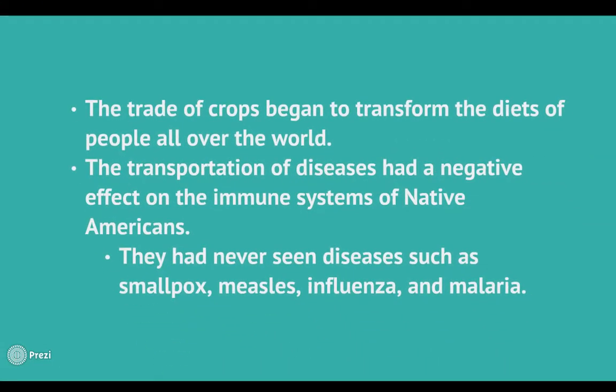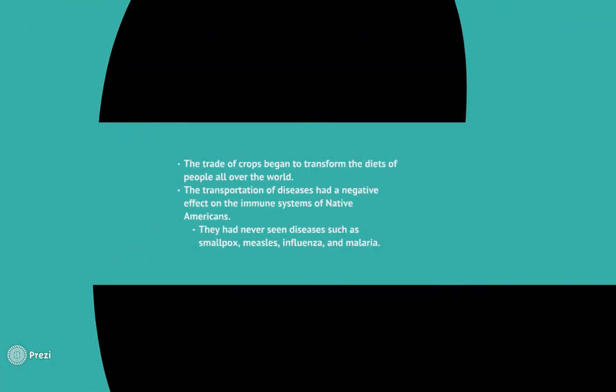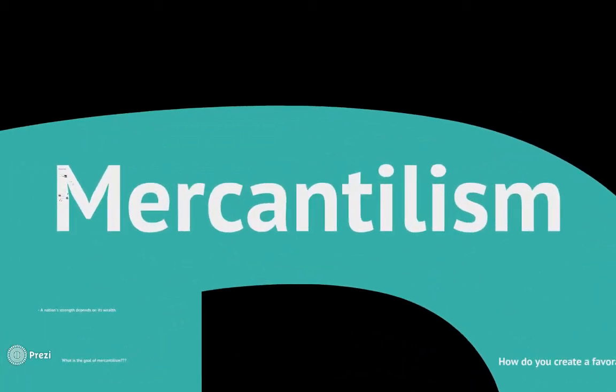Trade of crops began to transform the diets of people all over the world, and diseases spreading to the Native Americans will have the most negative effect on them. They've never seen diseases like influenza, which is the flu, malaria, which can be from getting bit by a mosquito, measles, and even smallpox.